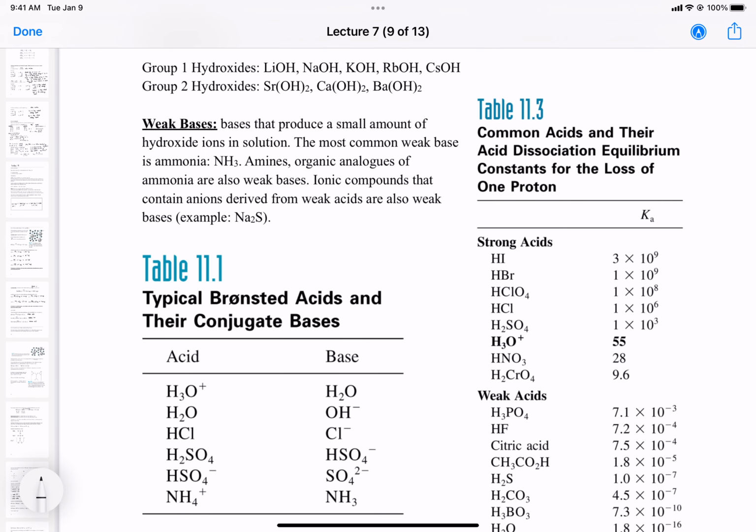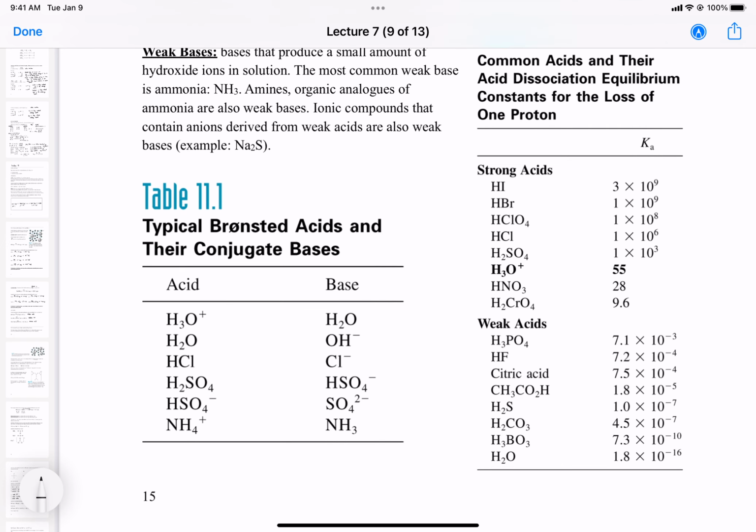If we look here, these are some typical Bronsted acids and their conjugate bases. We see water, whose conjugate base is hydroxide, but the only exception to the rule I just mentioned is hydroxide. Hydroxide is a pretty strong base. But we have HCl, and we have ammonia from ammonium, that's a weak base. Hydrogen sulfate goes to sulfate. Sulfate would be a weak base because HSO4 minus is a weak acid.